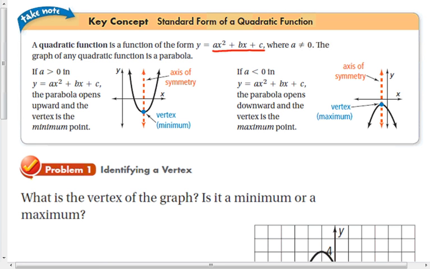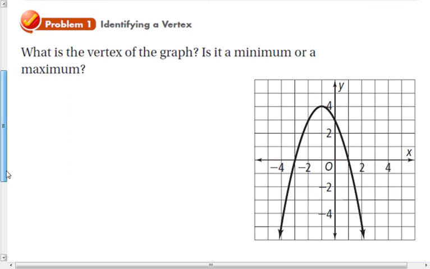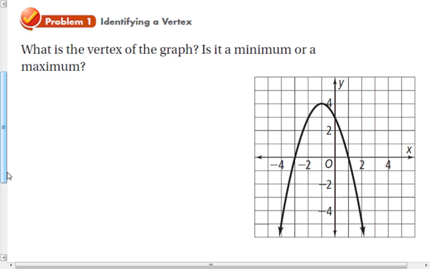And there'll be a vertex, which will either be a minimum if the parabola opens up, like this one, or a maximum if the parabola opens down, like this one. Okay, so we're going to go ahead and look at this graph, decide what the vertex is. And as we can see from the key concept up above, right here is going to be the vertex. And since that is at the top of the function, we're going to say that that is a maximum. So the vertex will always be either the maximum or the minimum, and in this case it's a maximum.